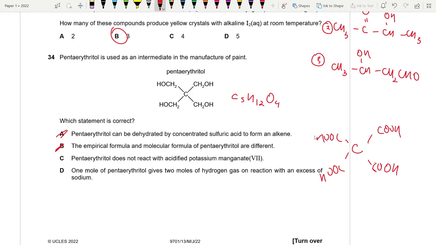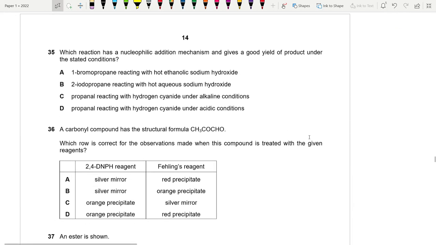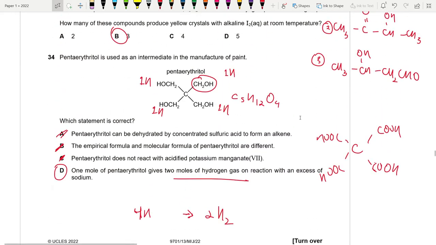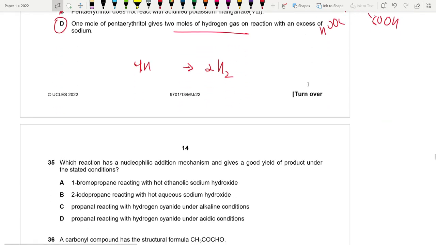1 mole of pentaerythritol gives 2 moles of hydrogen gas on reaction with excess sodium. Okay. So for each alcohol group, we're going to get 1 mole of hydrogen atoms. In total, 4 moles of hydrogen atoms or 2 moles of hydrogen molecules. So yeah, D is correct. 34 is D. So remember that carboxylic acids and alcohols react with sodium to give 1 mole of hydrogen atoms, or half a mole of hydrogen gas.